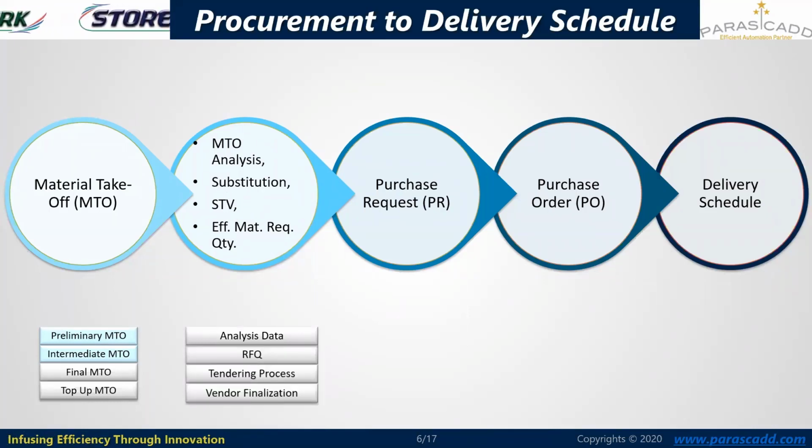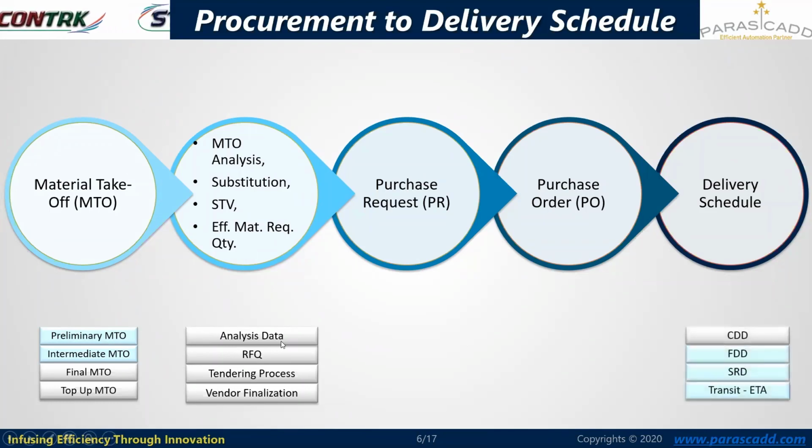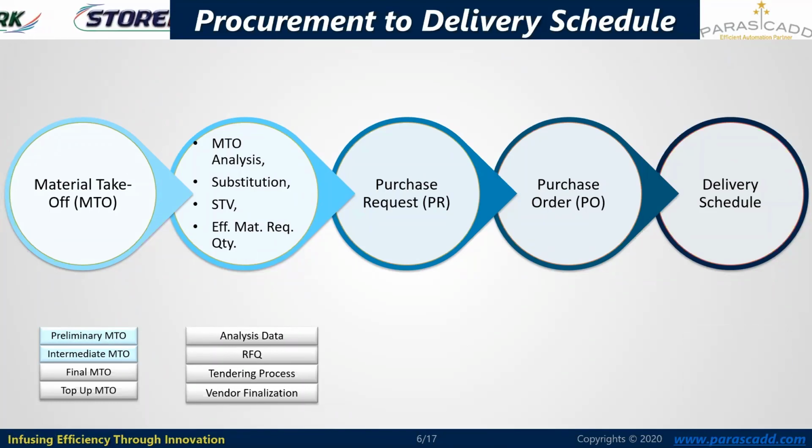The further background process is the request for quotation, tendering process, and the finalization of the vendor. So these three topics themselves are bigger topics, and they are handled by the other module of the Parascat products, which is EPC Proman. So the EPC Proman application takes care of all these tendering processes in a very detailed manner. Next, once we have the effective quantity, the purchase request will be initiated to the qualified vendors, and the purchase order will be placed against them.